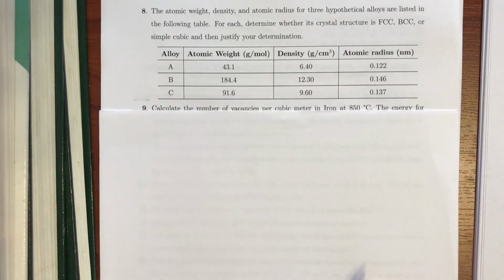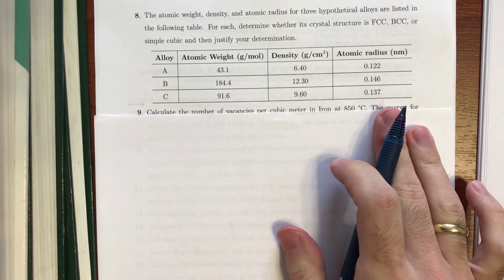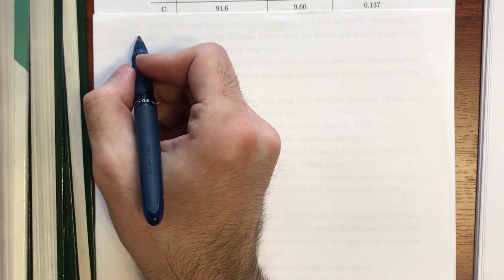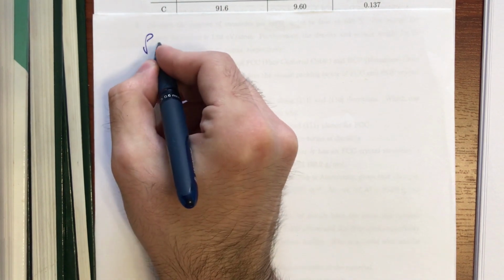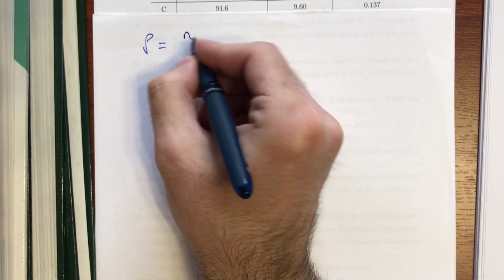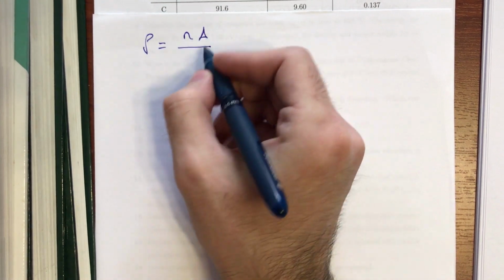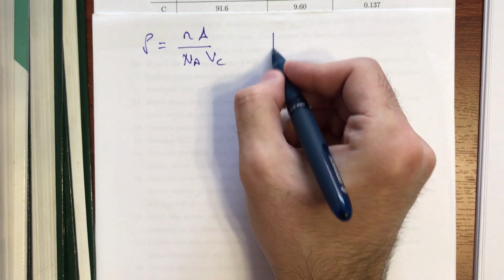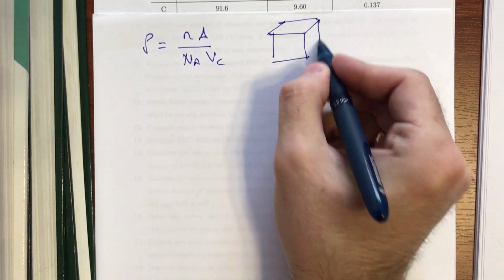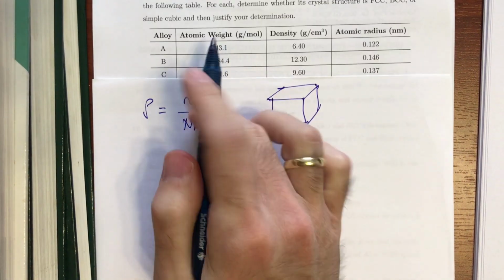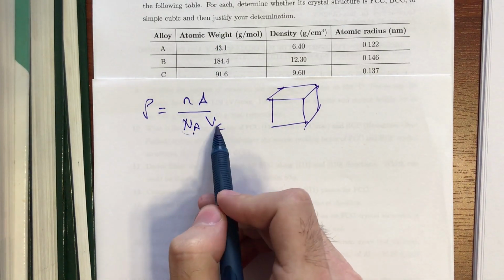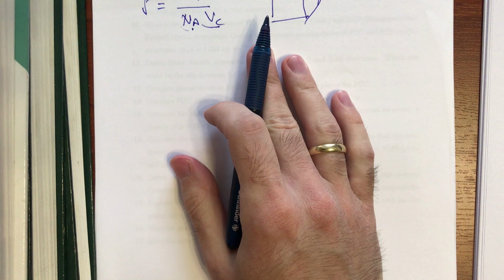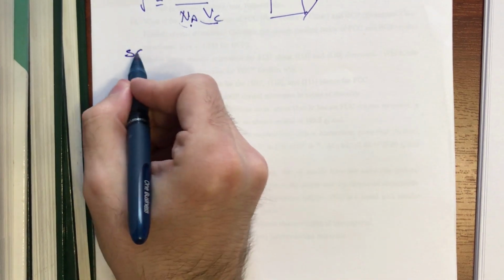Not only the atomic weight, density, and atomic radius are given. So what do we know for all these three structures? First of all, we know that theoretical density for any given material is going to be nA divided by Avogadro's number times volume of the unit cell, where n is the number of atoms in the unit cell, A is the atomic weight given here, Na is Avogadro's number, Vc is the volume of the unit cell. So let's start by considering each structure.